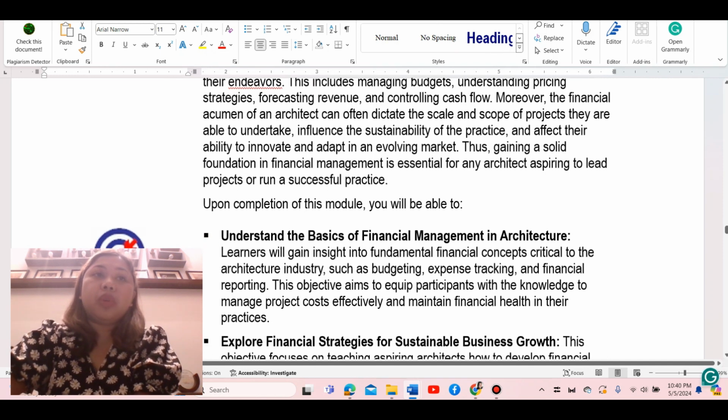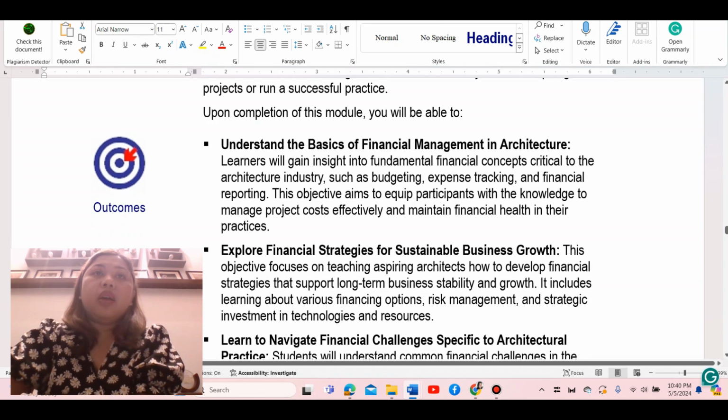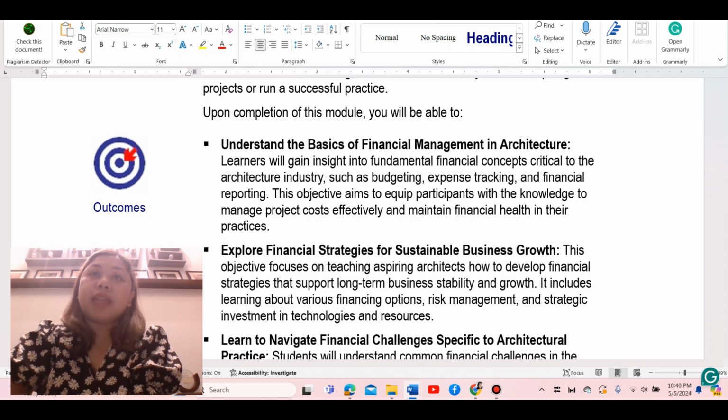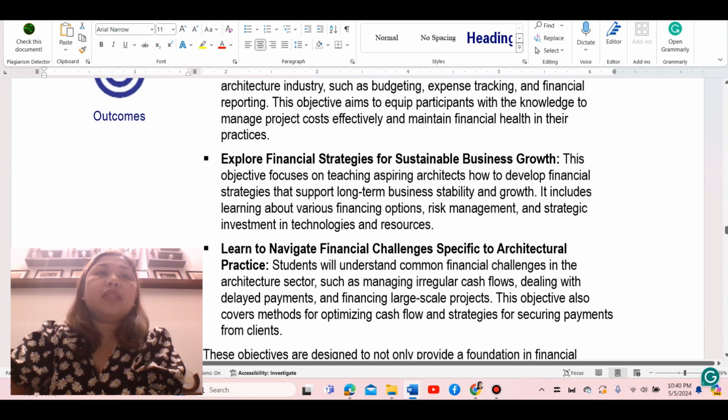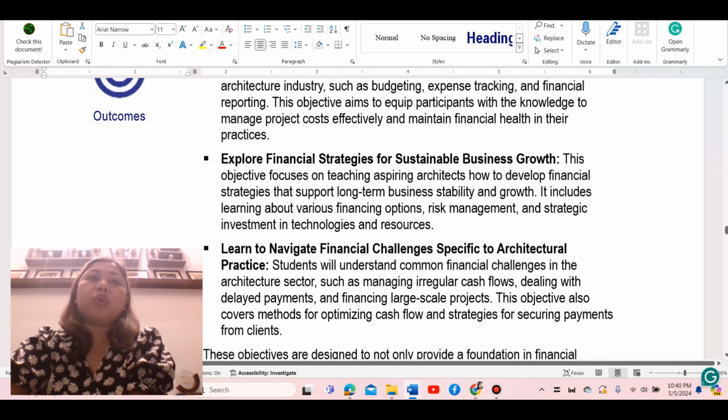Upon completion of this module, you will be able to understand the basics of financial management in architecture. Learners will gain insights into fundamental financial concepts critical to the architecture industry, such as budgeting, expense tracking, and financial reporting. This objective aims to equip participants with the knowledge to manage project costs effectively and maintain financial health in their practices. Second, explore financial strategies for sustainable business growth.